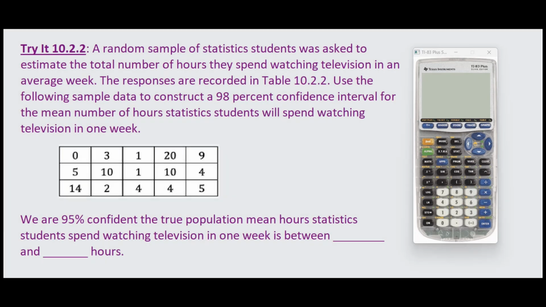In this problem, we're told that a random sample of statistics students was asked to estimate the total number of hours they spend watching television in an average week. The responses are recorded in the table shown here, table 10.2.2. We're asked to use the following sample data to construct a 98% confidence interval for the mean number of hours statistics students will spend watching television in 1 week.